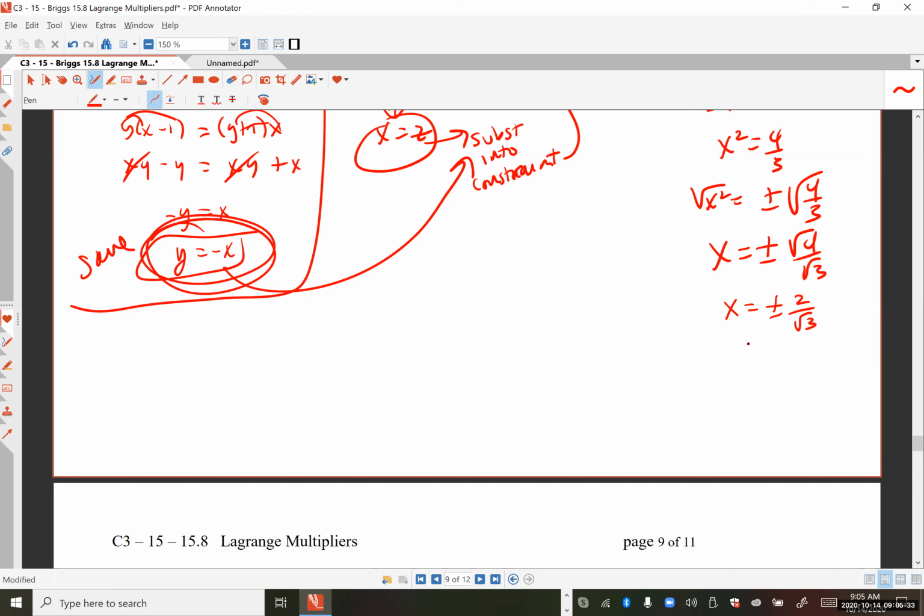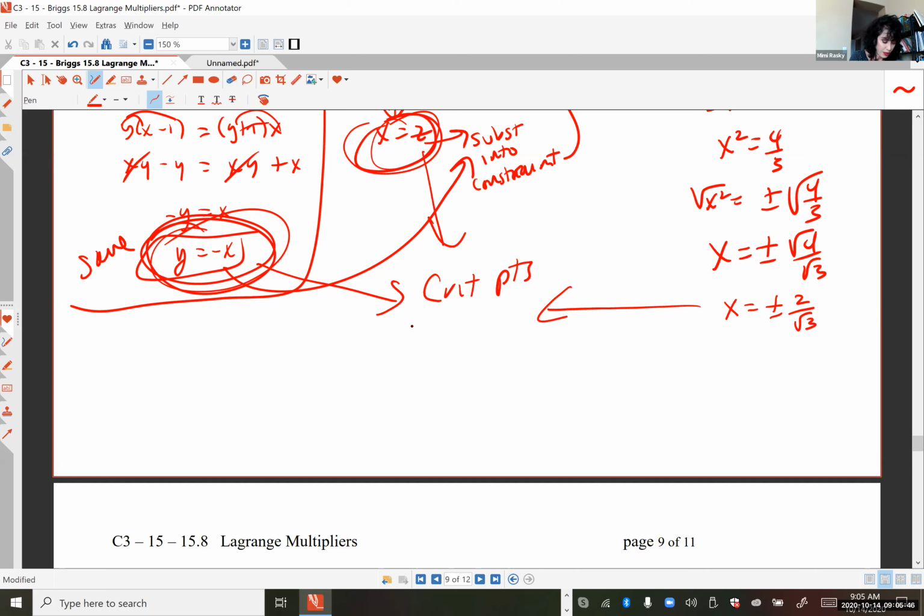Because I claim, now that you know that z is the same as x and y is negative x, your critical points are critical what? Points. You should have only 2. Good. And what are they?